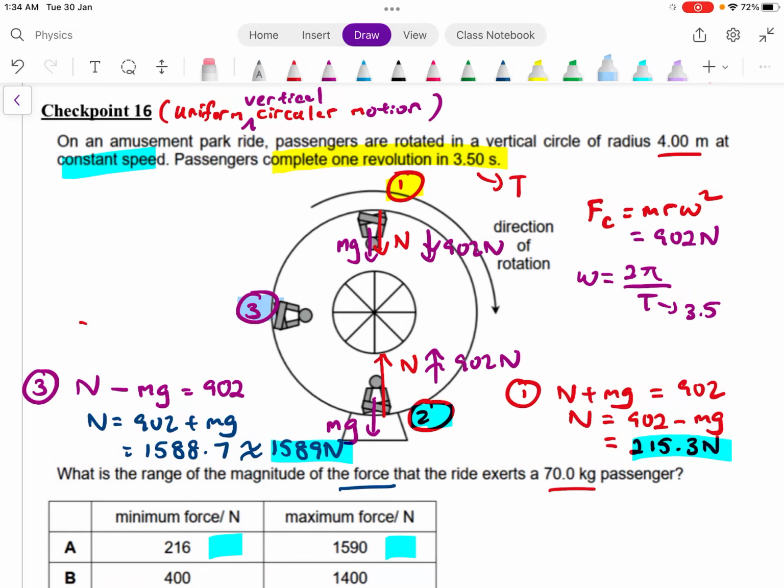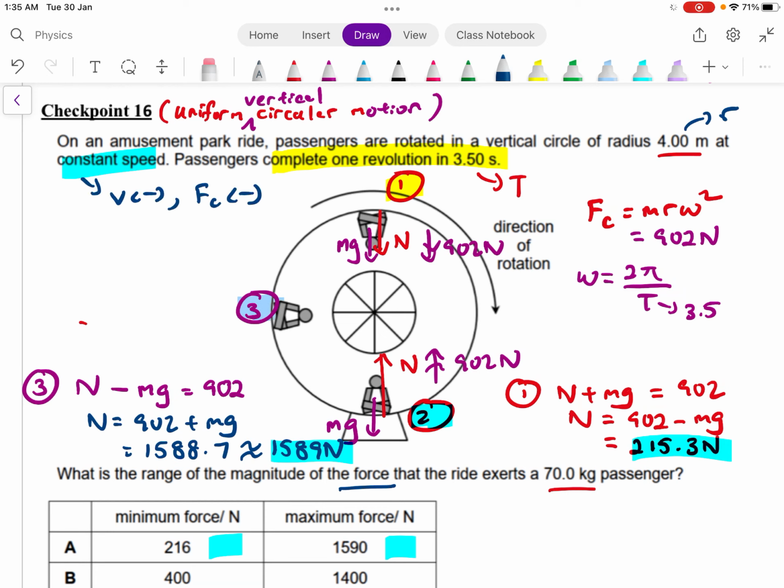Alright, so let's go through checkpoint 16. So we have this amusement park ride. Passengers are rotated in a vertical circle of radius 4 meters at a constant speed, meaning that for this ride, it's actually a uniform vertical circular motion. Also, of course, there's some machine to keep the speed of the rotation constant. So when you see constant speed, always remember that the centripetal force will also be constant.